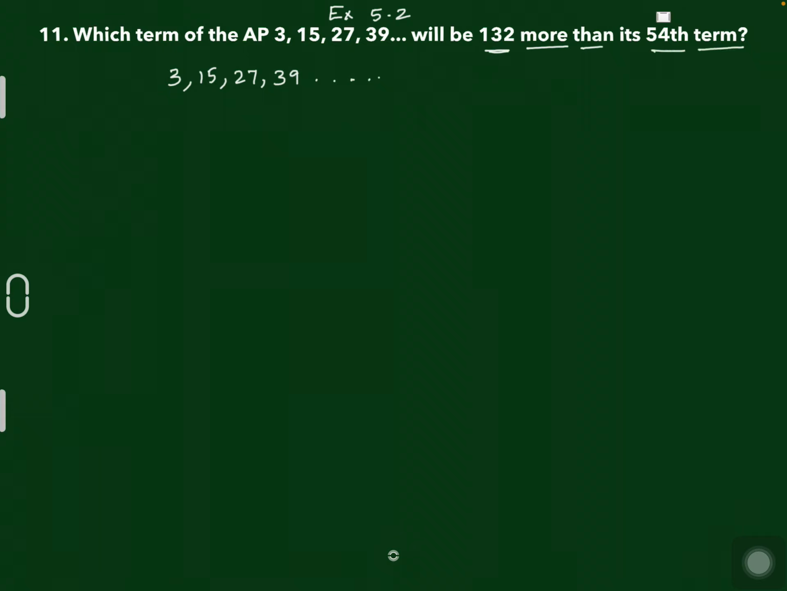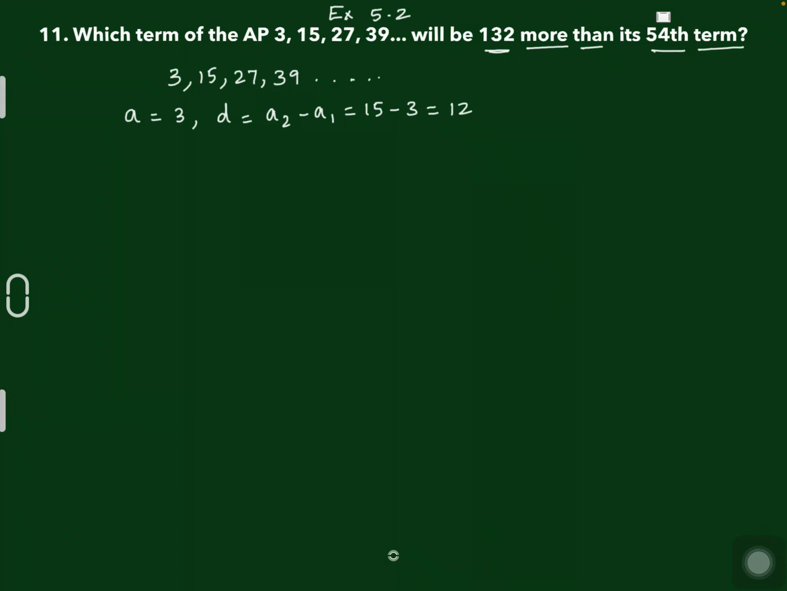Whenever an AP is given, first write what is the first term and the common difference. So, what is A here? The first term is 3. What is common difference D? A2 minus A1, that is 15 minus 3, 12. And what are they asking you to find? Which term of the AP? We don't know which term, so let us take it as the nth term, An.